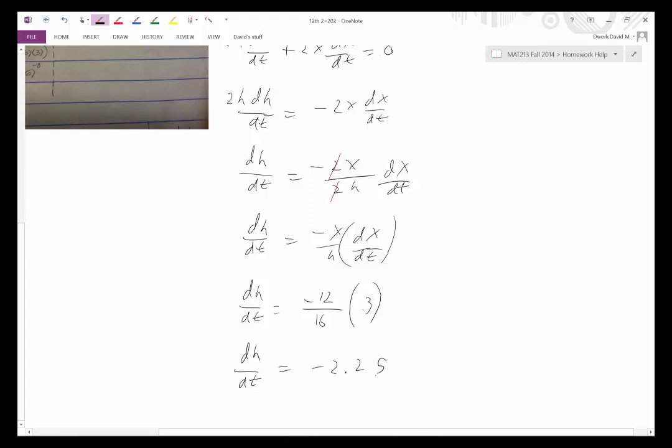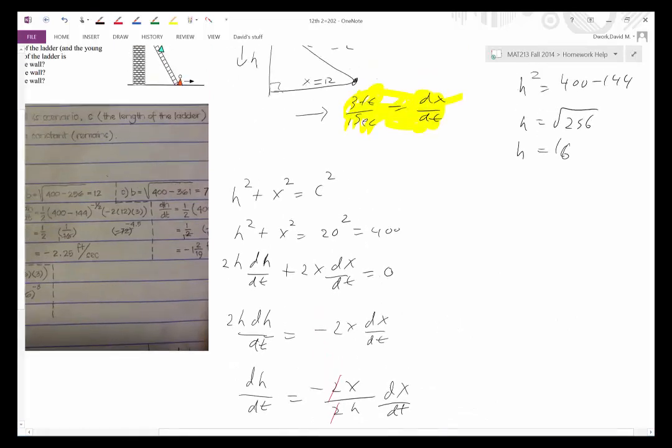Or 2 1/4. I want you to ask yourself, does the negative make sense? Is our height going down? Yes, it is. So this makes sense. So there's our answer. The change in height, we should put units on it, is negative 2.25 feet per second.